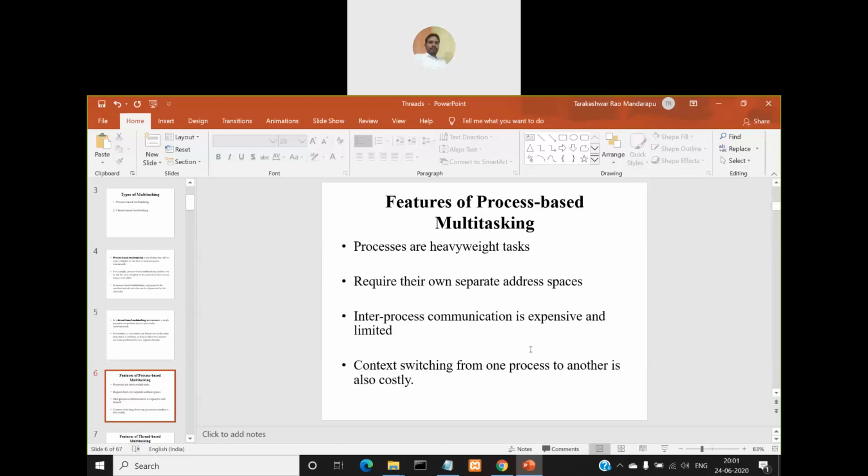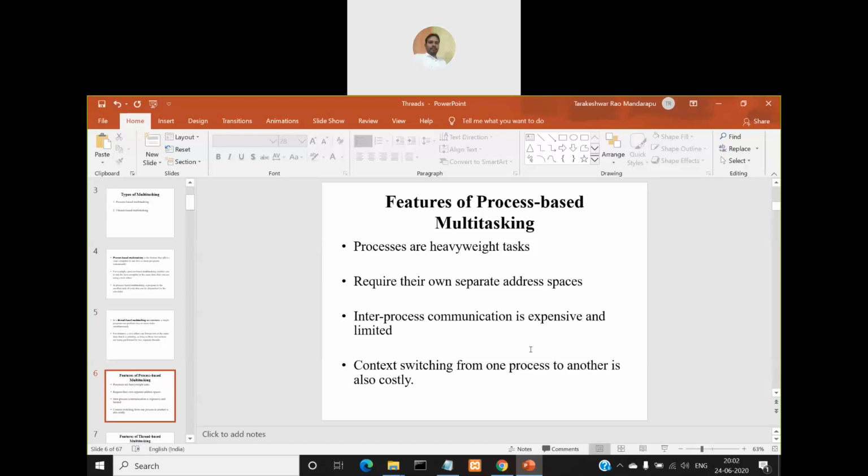Expensive in the sense what? If the CPU has to leave one process and switch to another process, it'll be more expensive. Expensive in the sense it doesn't involve money, but in computer science programming terminology, expensive means the amount of time taken and the amount of space used in the computer's memory. If it is more, then we say it is expensive. If it is less, we say it is cheap.